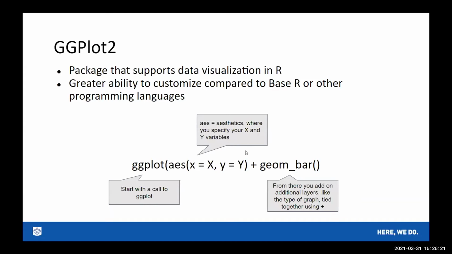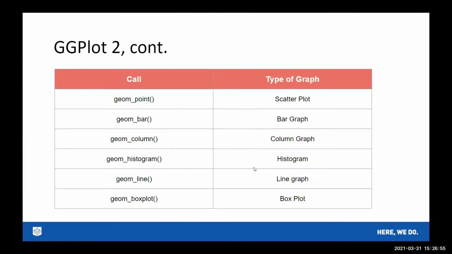If you wanted to use ggplot, this is a more complicated programming package that supports data visualization in R. I know Ileana mentioned this earlier. It allows you to have greater ability to customize your coding compared to base R or other programming languages. The way the code works, you always have to start with a call to ggplot. And then you specify in your aes, which stands for aesthetics, what your X variable is and then what your Y variable is. And then from there, you can add on additional layers like the type of graph. And these statements are all tied together using a plus sign.